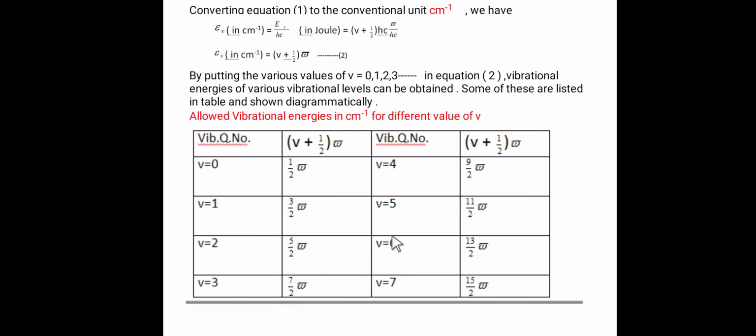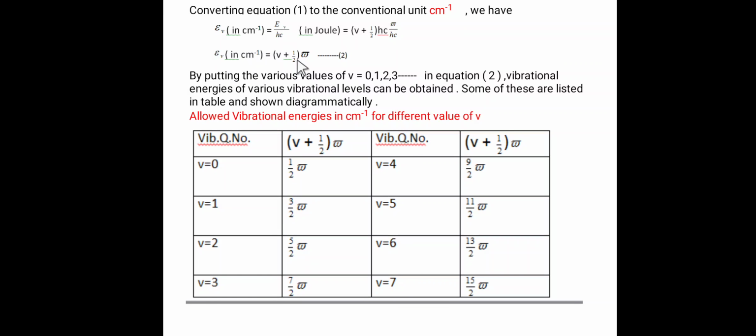Then let us consider the next point, the convention regarding equation 1. Here we have epsilon V in centimeter inverse, where E is the vibrational energy in joules. If we have to convert it into centimeter inverse, all of you know that we have to divide by hc. Already we have discussed this point in the rotation spectra. So, generally the energy in joules is converted into the energy in centimeter inverse just by dividing by hc. So, V plus 1 half h c omega bar divided by hc. This hc is cancelled, and finally epsilon V in centimeter inverse is equal to V plus 1 half omega bar. This is equation number 2.